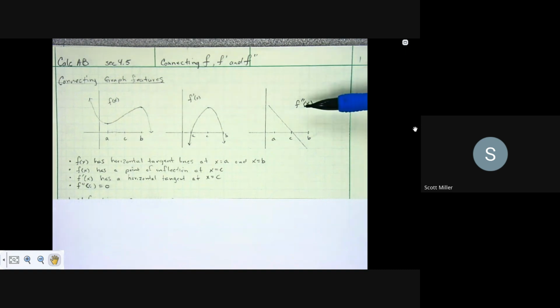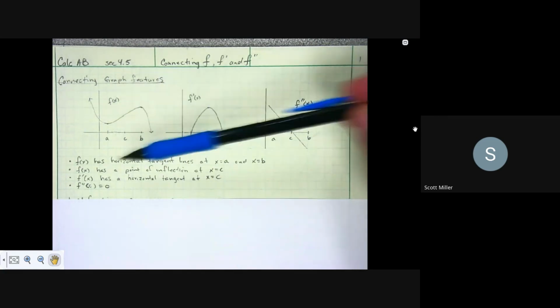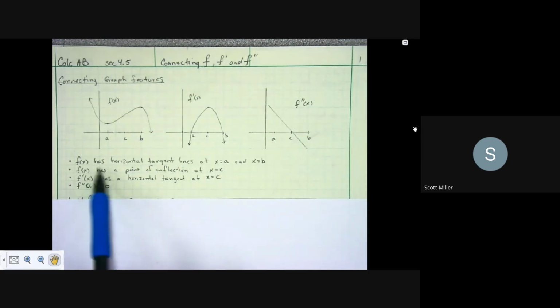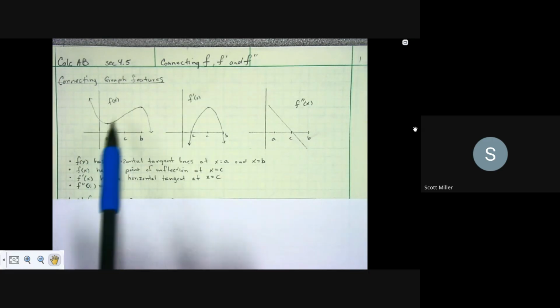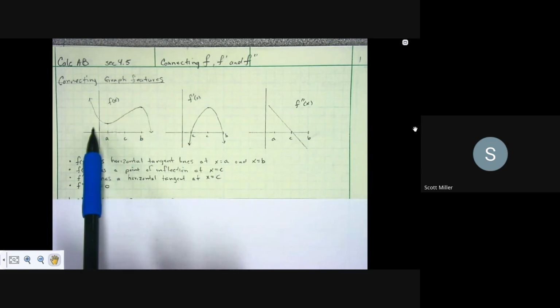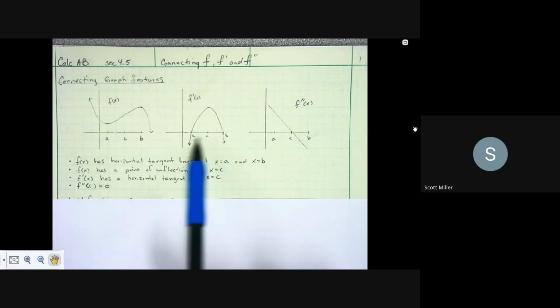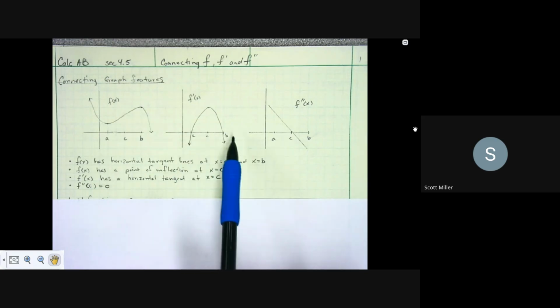and I have a graph of its second derivative. And so when you look closely at these things, you can see the features of the original function and how I can use these graphs to help describe what's going on over here. F has horizontal tangent lines at A and B. So the horizontal tangent lines in a graph manifest as the zeros in the first derivative.